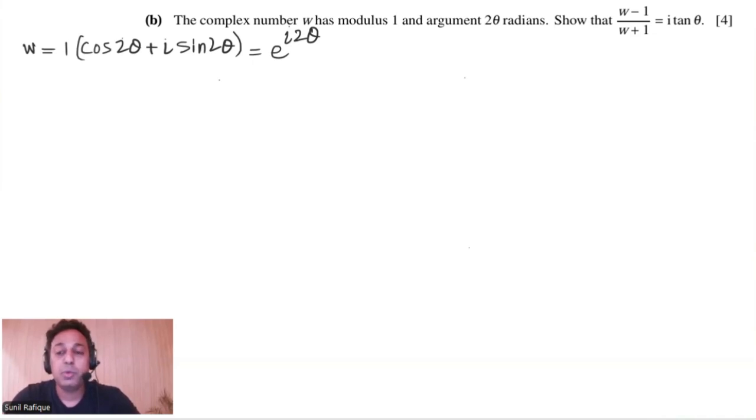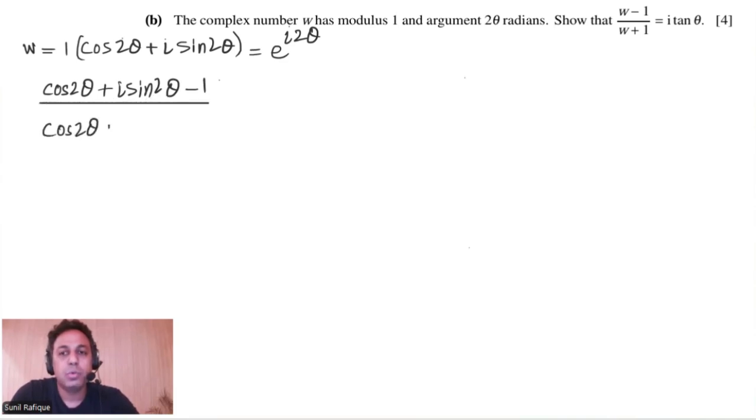So it's just a 4-mark question. Let's see how does it go. I have a feeling that it will be a lengthy one. So cos 2 theta plus iota sine 2 theta minus 1, and divide the whole thing by cos 2 theta plus iota sine 2 theta plus 1. Oh boy, this is going to be a huge one. Let's see. So it's good that I picked this one for the last question.